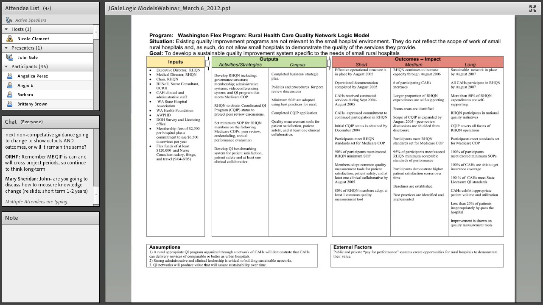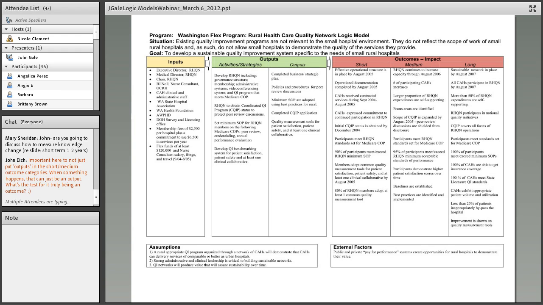Standard procedures that they would follow up with. They wanted a completed CQIP application, which, as we'll get to, was an important issue for the program and an interesting example of a bottleneck. And then quality measurement tools for patient satisfaction, patient safety, and the clinical collaborative.